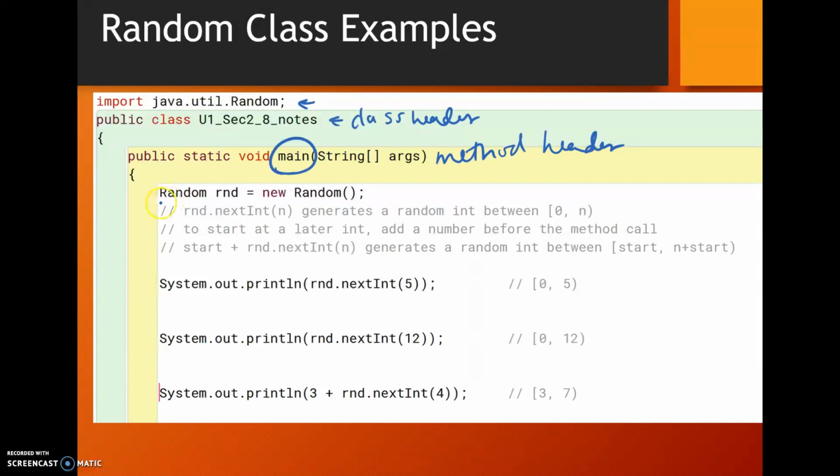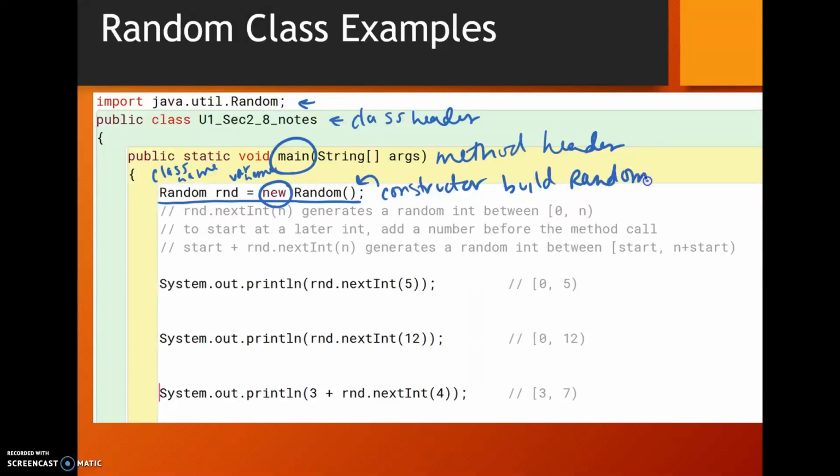All right, so this line of code right here creates a new random object. The first word, Random, is the class name. Rand is the variable name. And then I'm saying that this is equal to a new random object. And Random right here, this is the constructor, and this is how I build the random object. We're going to talk more about building objects over the next few days.